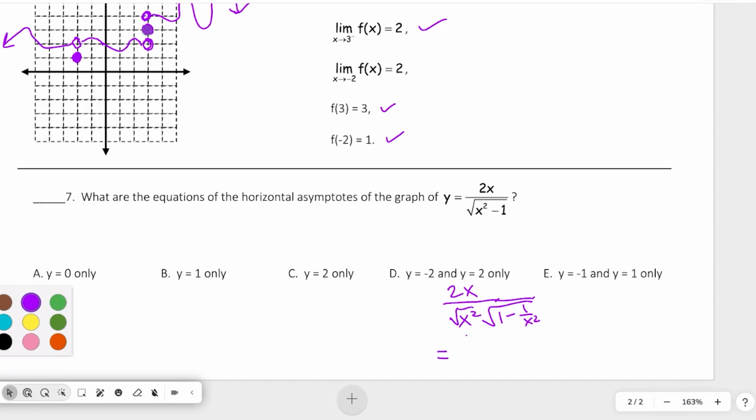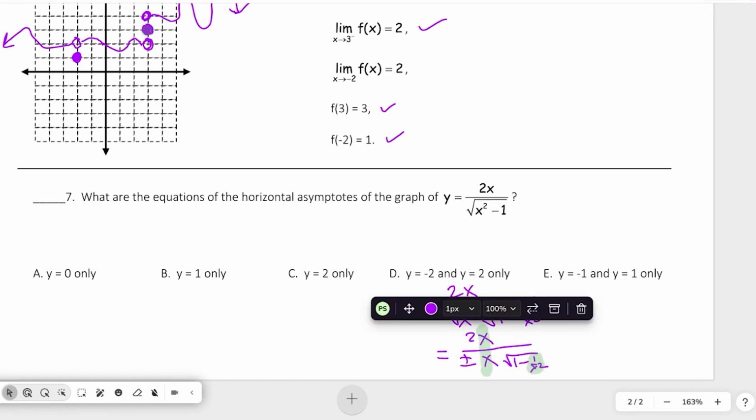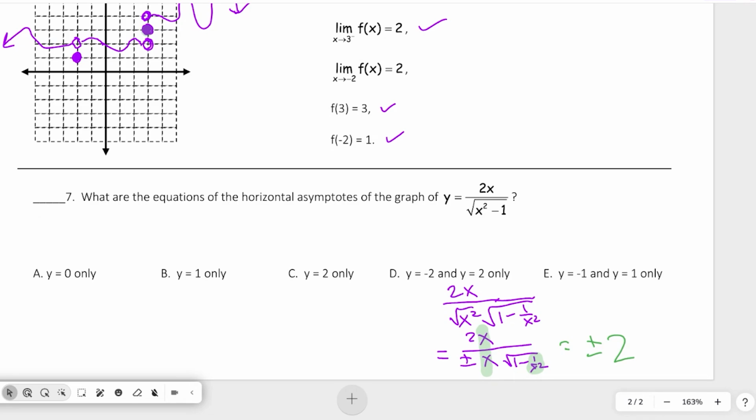We can see what's going to happen here. We're going to get 2x over plus or minus x times the root of 1 minus 1 over x squared. As far as the horizontal asymptotes, as x goes to positive or negative infinity, this term right here is going to go to 0. We can also reduce the x's to 1. The square root of 1 is 1. And so we get plus or minus 2, right? It's going to be 2 over 1, but that's just 2. So we are going to have 2 horizontal asymptotes. So our answer is going to be D.